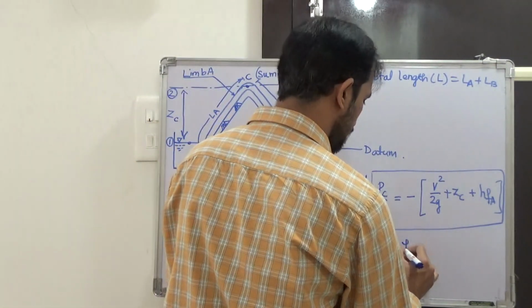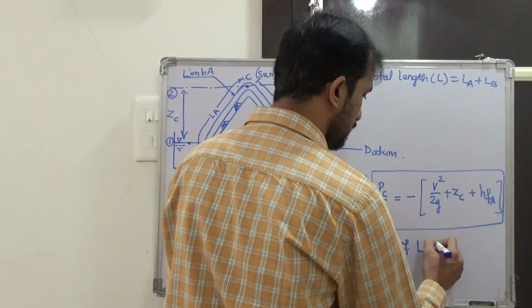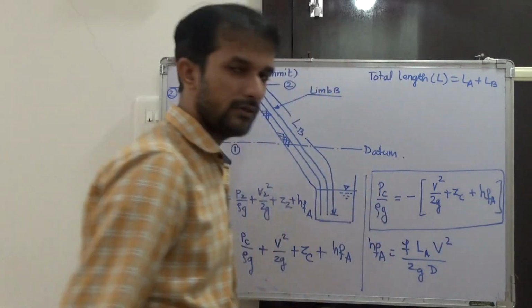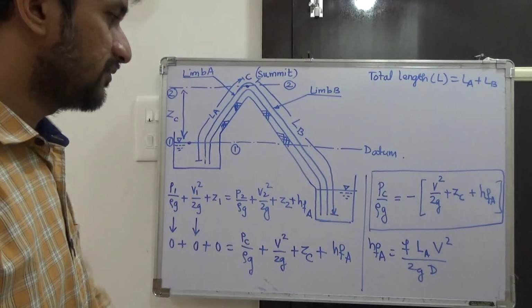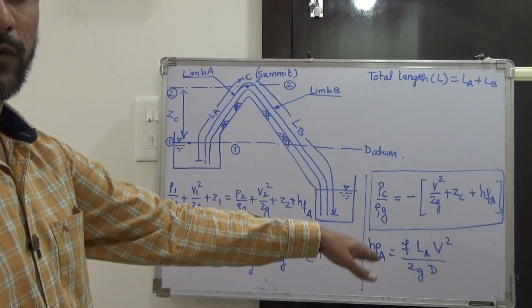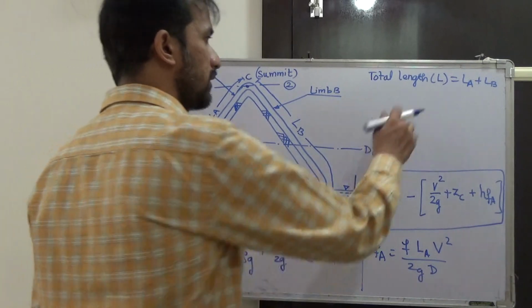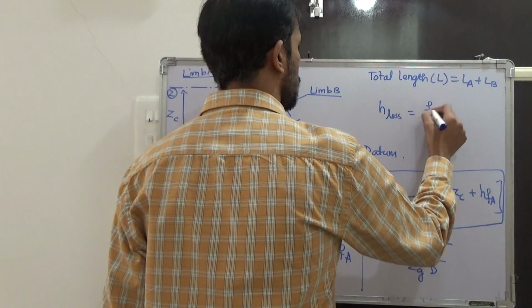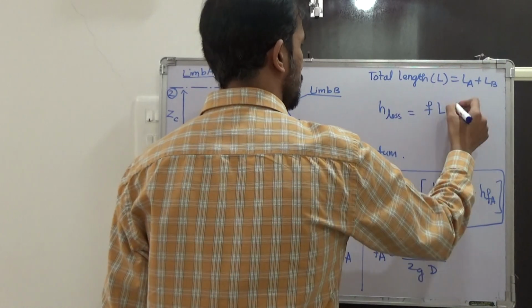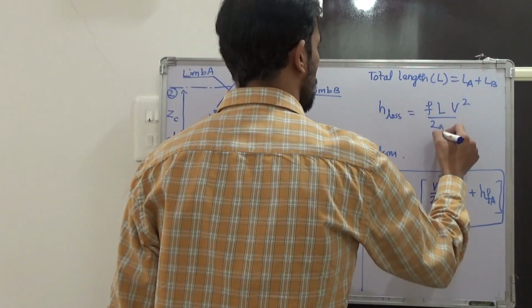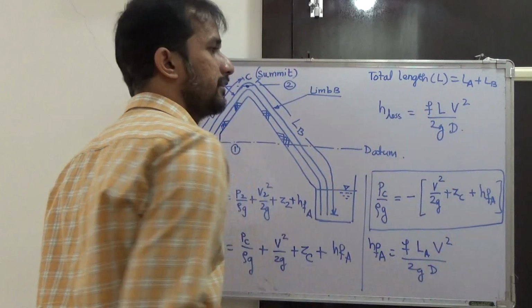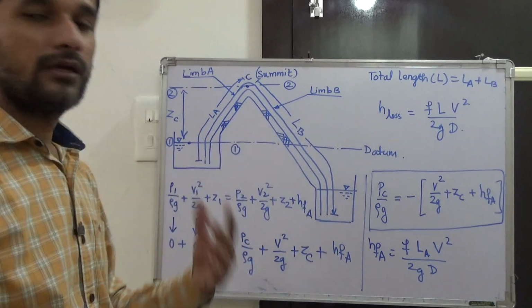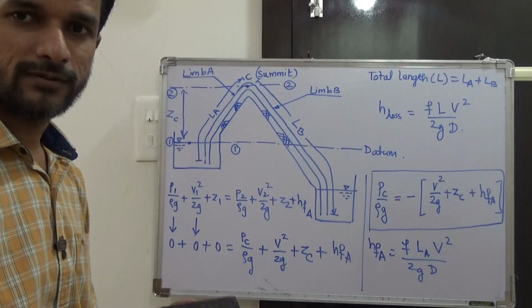Only L of the limb A, V square upon 2gD. And now D will be constant through the entire pipe. So the HF is f L_A V square upon 2gD. If you want to write this for the total loss in limbs A plus B, then it will be f times the total length, L_A plus L_B, V square upon 2gD. So if you take the ratio of them, you will get the relation between them. Okay. So this is the formulation required to solve the problems of siphon.